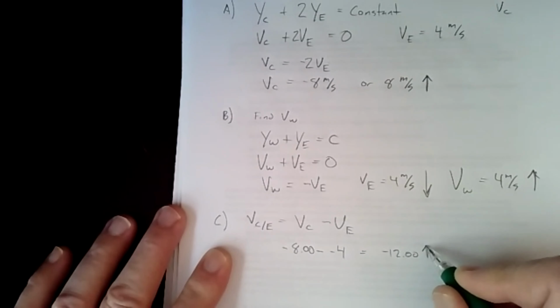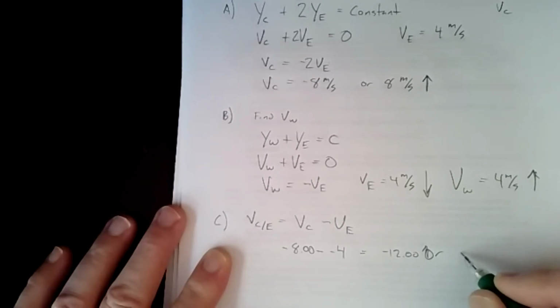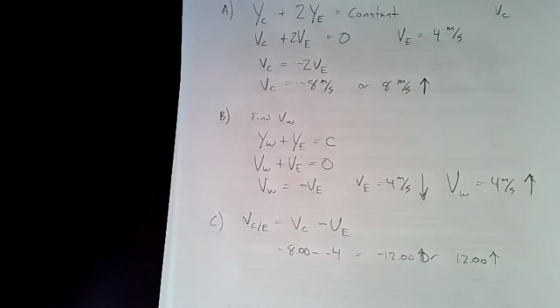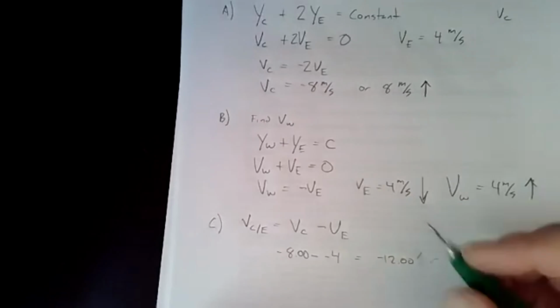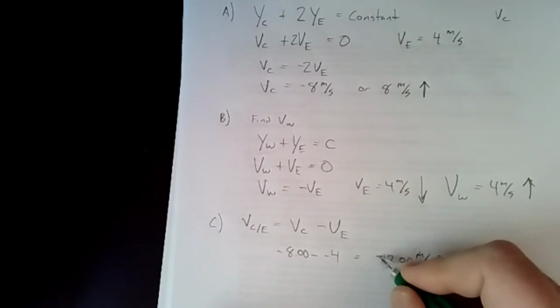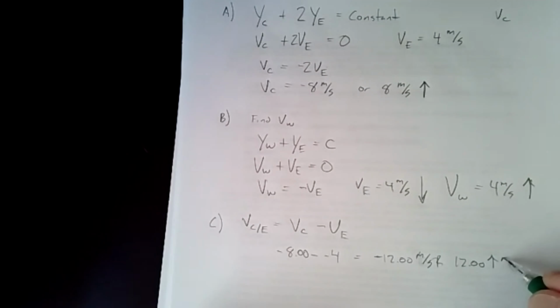So going, or 12.00 going up. So you can write your answer either way, negative or with an arrow. It's kind of just like in statics when we're doing reactions, depending on which direction they're pointing at. So meters per second up. We don't need the up if we have a negative though. And of course, we want to put the units meters per second.